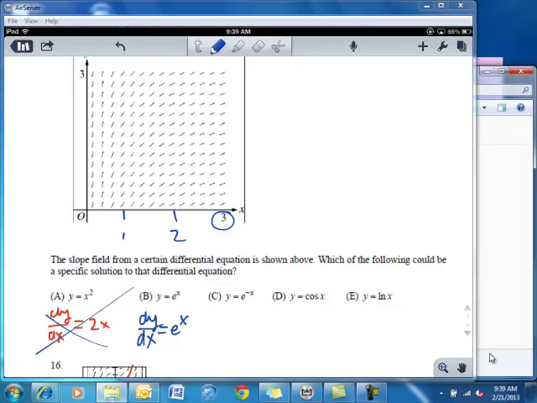Like if dy dx equals e to the x really was the differential equation that matches this, as you go from left to right, shouldn't the slopes be increasing? I mean, think about it, e to the first, e to the 2, e to the 3. The slope should be getting steeper and steeper, but instead they're getting flatter and flatter. They're still positive slopes, but they're getting less positive. So I'd say B is out.